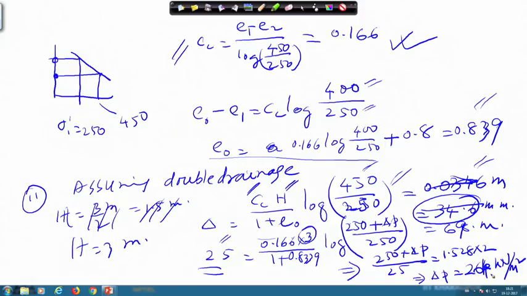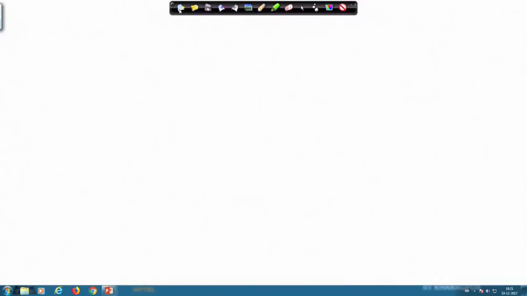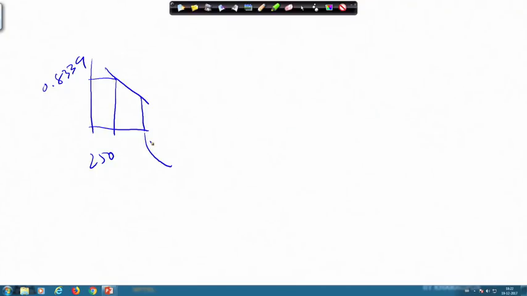And then there is a last part of it, that is if I know again e log P curve, suppose the initial e is 0.8339 and this is actually 250, and this is actually suppose whatever pressure I get. So, 250 plus 264, this pressure is P 2 and this is unknown.